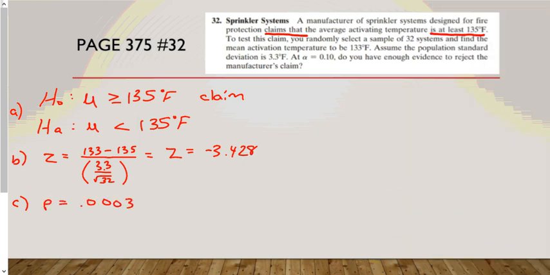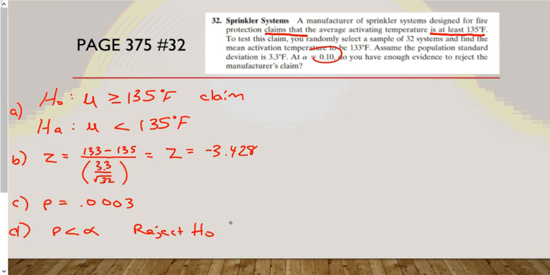0.0003. Now, in part D here, what we would say is, you know what, P is less than alpha, because we're testing at the 0.10 level. In this case, we reject the null. Okay, so we reject the null.